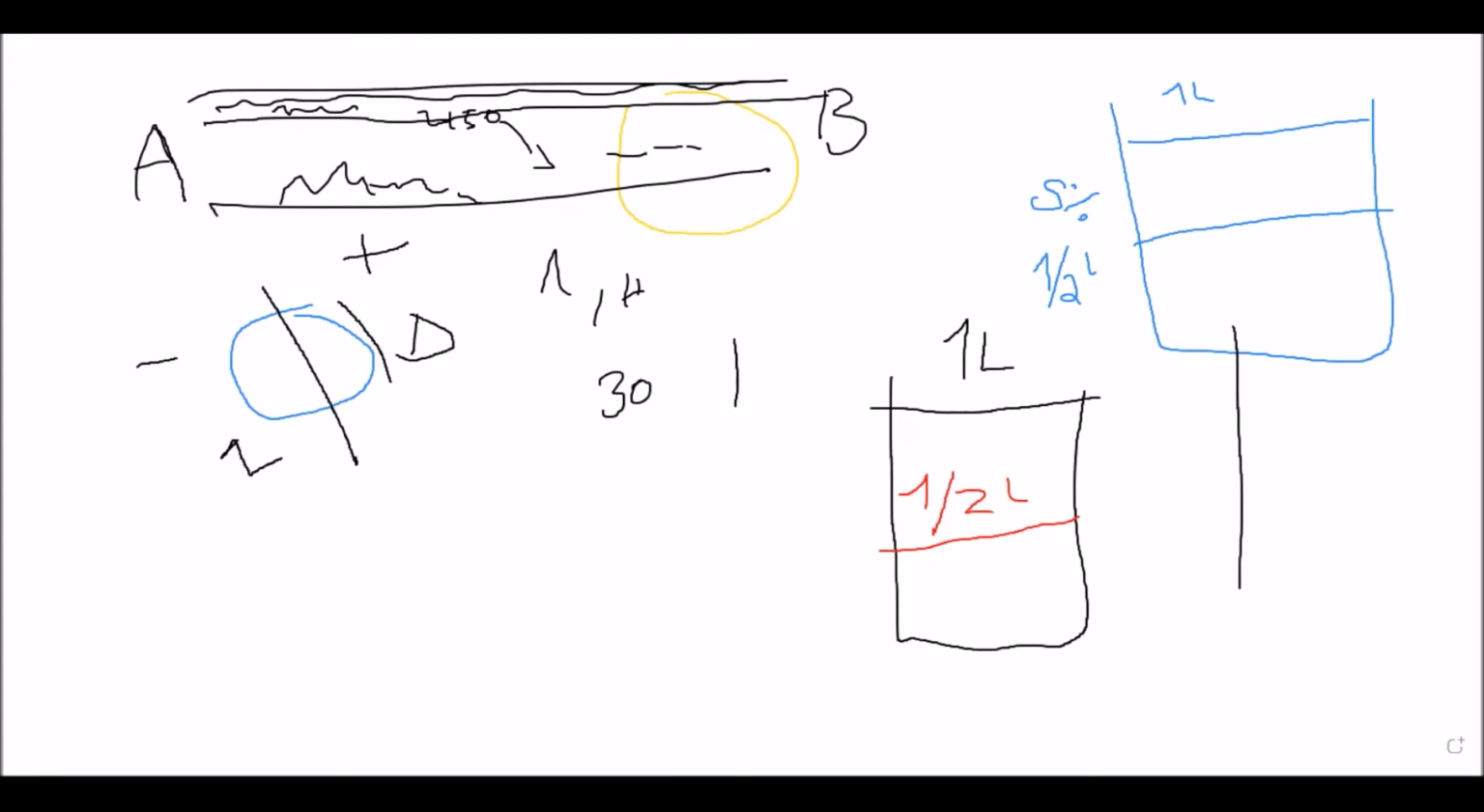Now, what will happen if I take these 450 cars out and I put instead, let's say, 100 cars? What will happen?